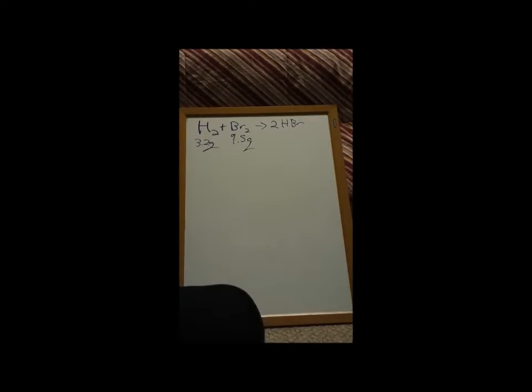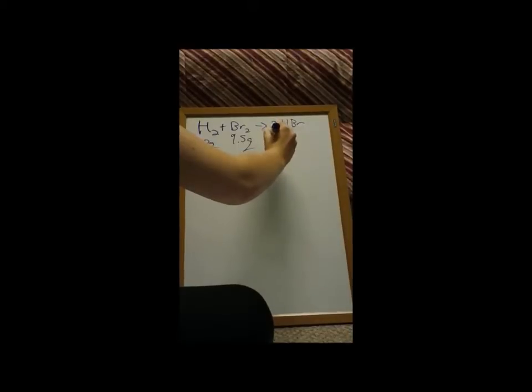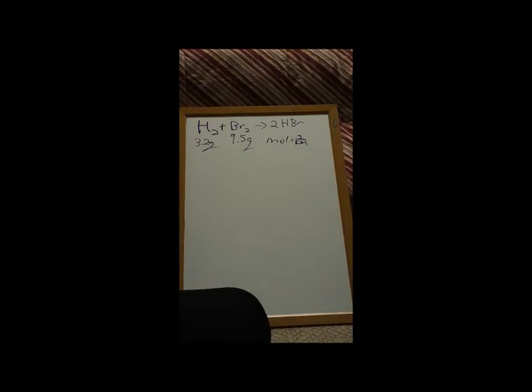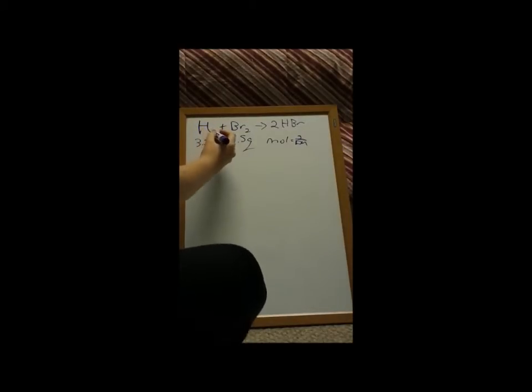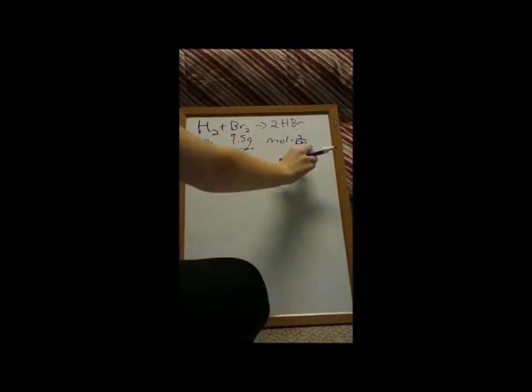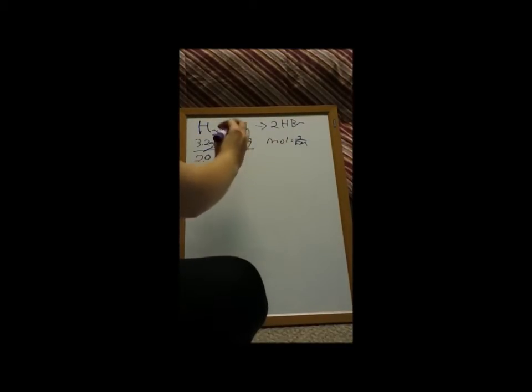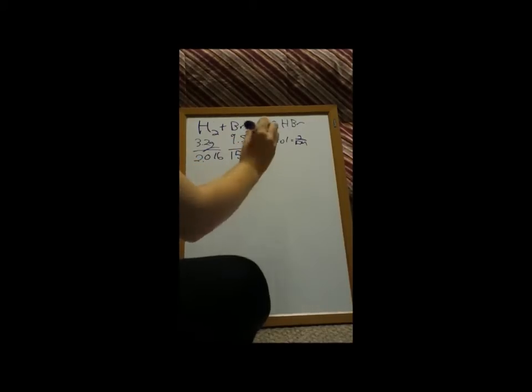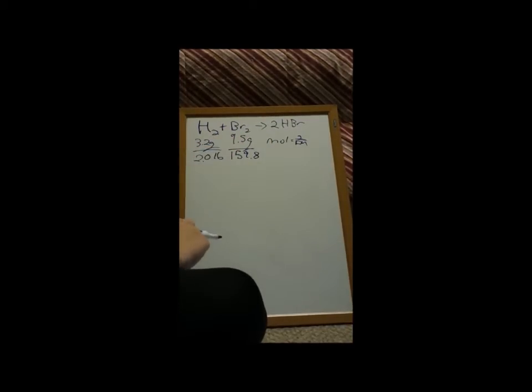So to first find this, we want to talk about finding the molar mass. And to find the molar mass, we know that our formula for moles equals grams over formula mass. So for each one of these, we know that the molar mass for hydrogen is about 2.016, and the formula mass, molar mass is the same thing, for bromine 2 is 159.8 grams.